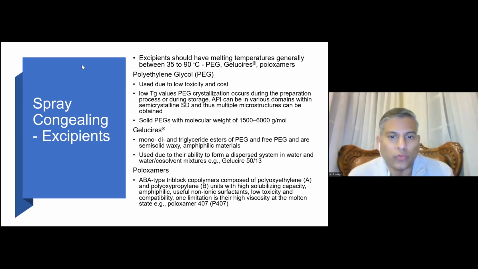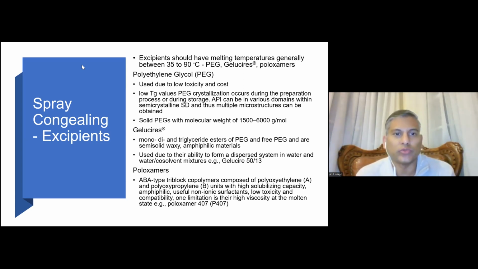Finally, we can use poloxamers. Poloxamers are again ABA type triblock copolymers based on polyoxyethylene and polyoxypropylene with a high solubilizing capacity. They are amphiphilic. They're very useful non-ionic surfactants. They have low toxicity and compatibility. One of the limitations of using poloxamers is their high viscosity in the molten state.